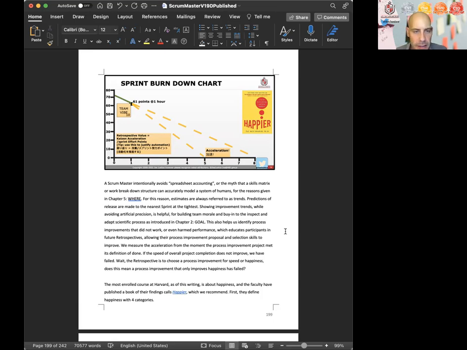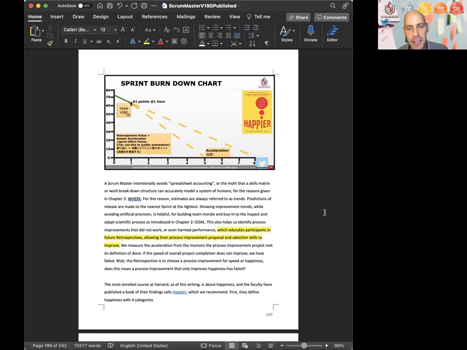Showing improvement trends while avoiding artificial precision is helpful for building team morale and buy-in to the inspect and adapt scientific process as introduced in Chapter 2, Goal. This also helps us identify process improvements that did not work or even harmed performance. And this educates participants in future retrospectives, allowing the process improvement proposal and selection skills to improve.